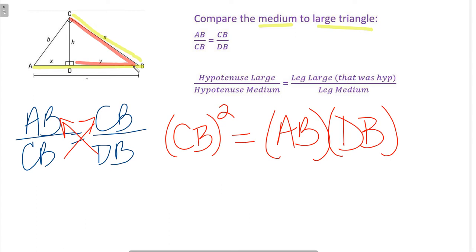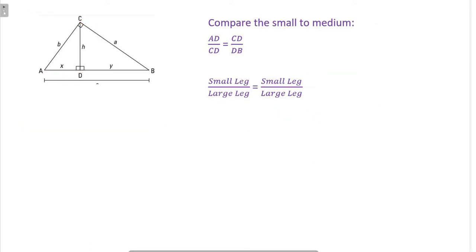Okay, last relationship, I promise. And it's the easiest one to see. When we compare the small and the medium. Okay, this is going to be really easy. We're only looking at legs. So this leg here, small leg AD to large leg CD.